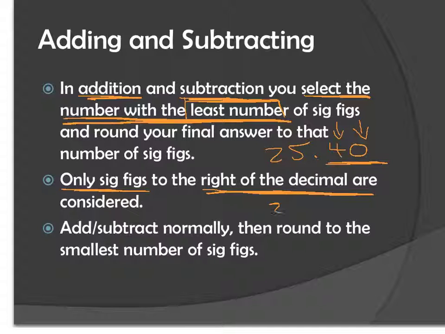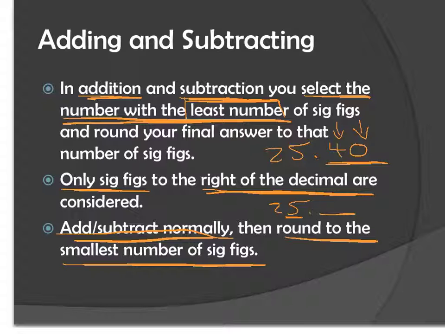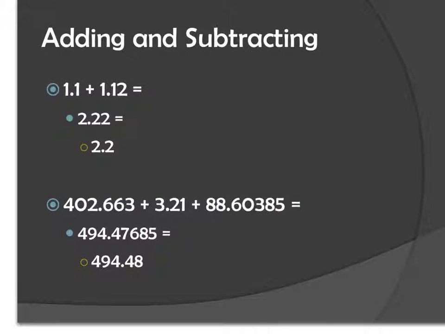If we have a number like 25, well, 25 doesn't have any numbers in the decimal portion. So we would consider that to have 0 numbers to the right. So we would need to round our answer to the nearest 1. So you're going to add, subtract as normal, and then round to the smallest number of sig figs. Let's look at some examples.